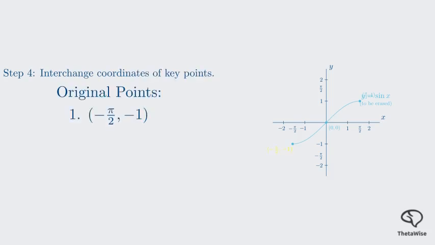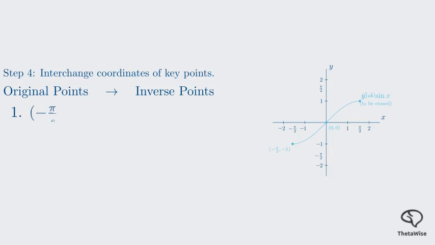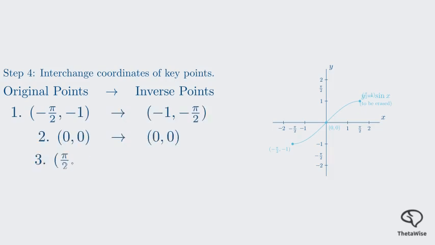Step 4. Find key points on our original sketch and interchange their coordinates. We have 3 clear points from our dashed graph: negative pi over 2, negative 1; the origin, 0, 0; and pi over 2, 1. Swapping the x and y values for each point gives us negative 1, negative pi over 2; 0, 0; and 1, pi over 2. These 3 points are on the graph of our inverse function, sine inverse of x. Let's mark these inverse points on our graph.